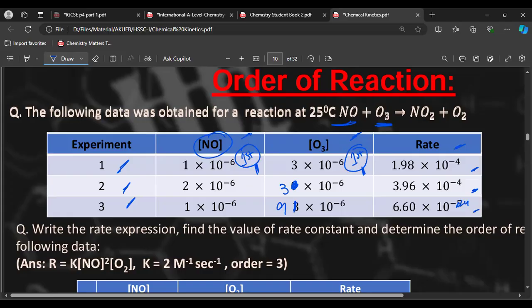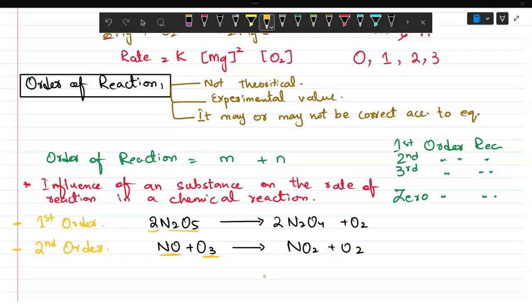Yes sir, clear. That is how it is an experimental value. It is not, we can say, a theoretical value only. It may or may not be correct according to it. Okay, it may or may not be correct here. Is it clear? Yes sir.